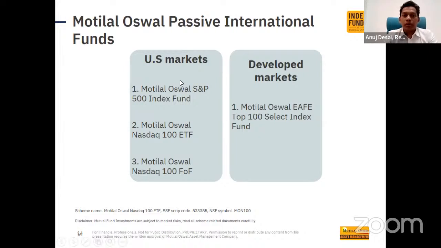सो हम S&P 500 index fund है हमारे पास, मोतीलाल ओसवाल Nasdaq 100 ETF है, और fund of fund भी है, right? So currently इसमें हम लोग investments accept नहीं कर रहे because of regulatory limits, but once as in the limits are enhanced, we'll start accepting money.